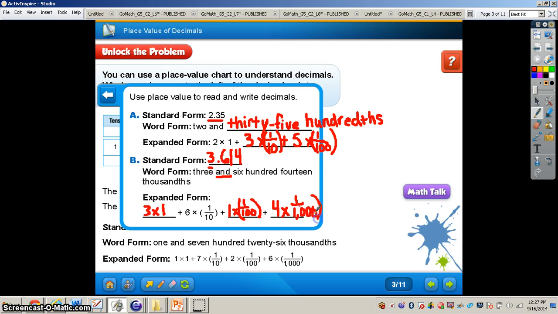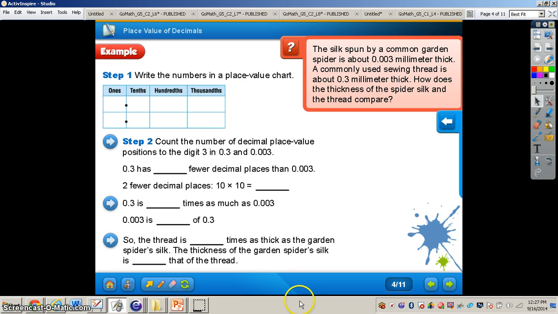Okay, so you can see how we have written this number in expanded form, standard form, and also what it looks like in word form. Okay, so let's take a look at the example on page 110. It says the silk spun by a common garden spider is about 3/1000ths millimeter thick. A commonly used sewing thread is about 3/10 millimeter thick.